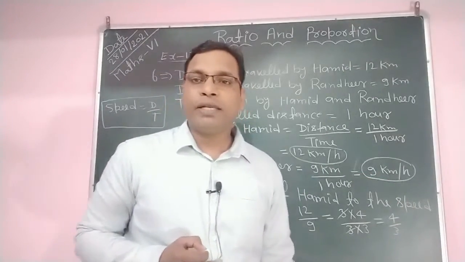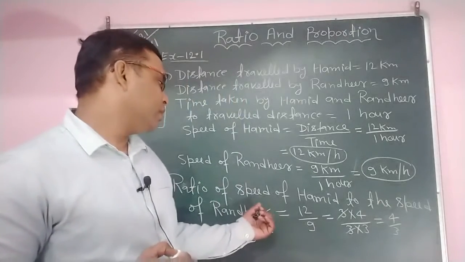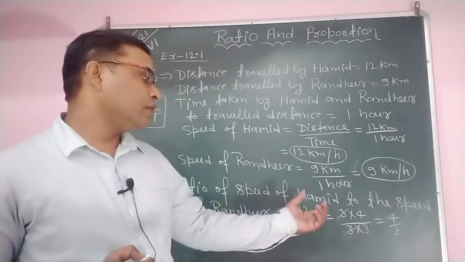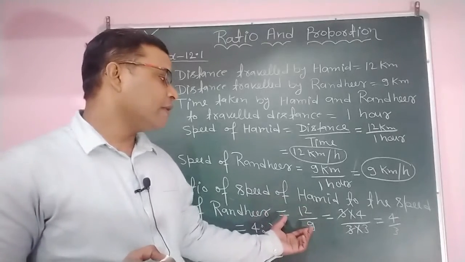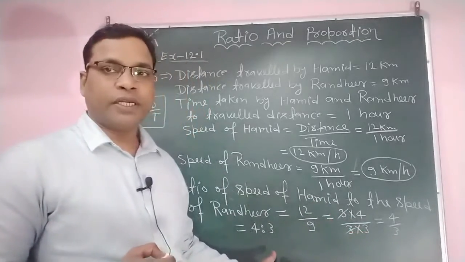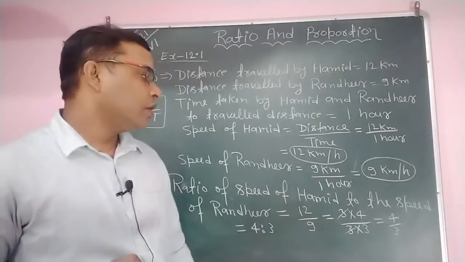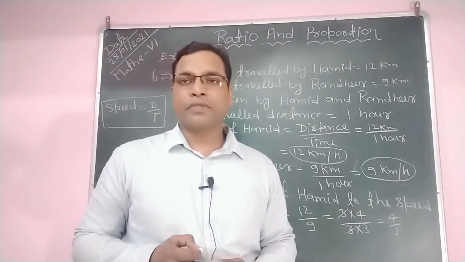So what we need to find here is their speed ratio. The speed of Hamid to the speed of Randhir is equal to 12 by 9. If you simplify this, you get 4 ratio 3. This is the required ratio of the speed of Hamid to the speed of Randhir.